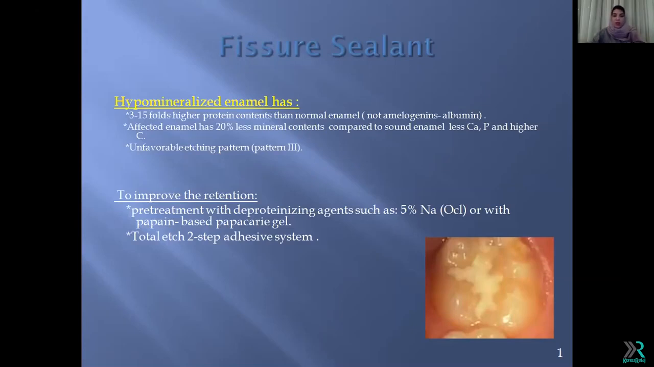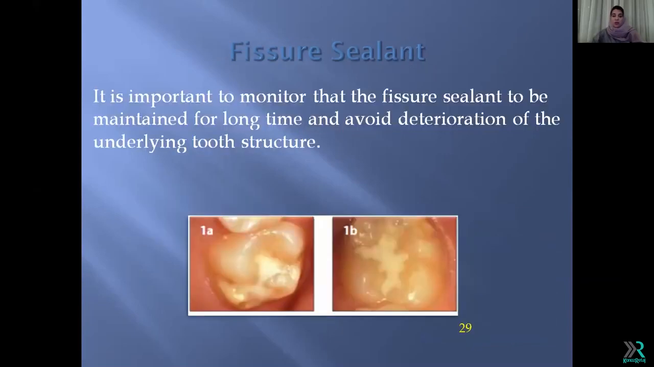To improve the retention, pre-treatment with deproteinizing agents such as sodium hypochlorite or papain-based Papacarie gel, or a total-etch adhesive system technique, is used before the application of the fissure sealant. And it's important to monitor the fissure sealant so it is maintained for a long time, avoiding deterioration of the underlying tooth structure.